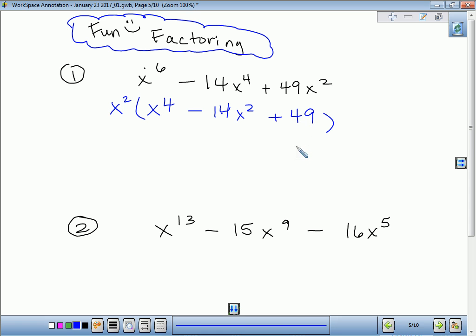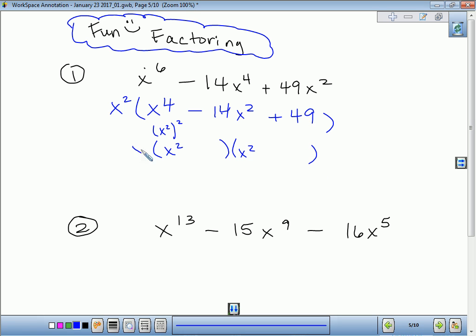Now, the reason this is fun is because even though it is not a quadratic, it's in quadratic form. Because this x to the 4th is really x squared being squared. So this is really quadratic form, though it's not a quadratic. So if this is x to the 4th, I can put an x squared right here and an x squared right there. You see it?